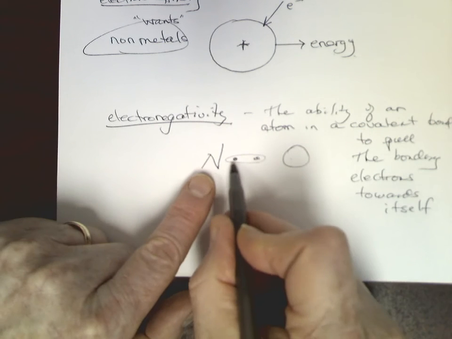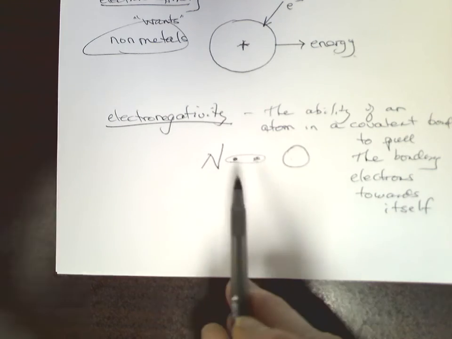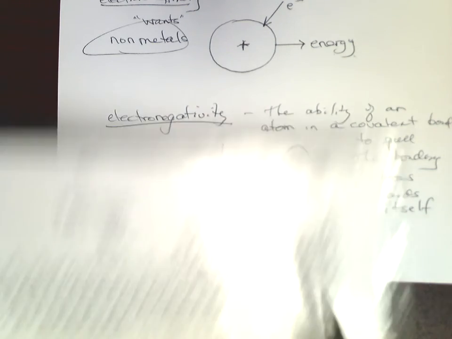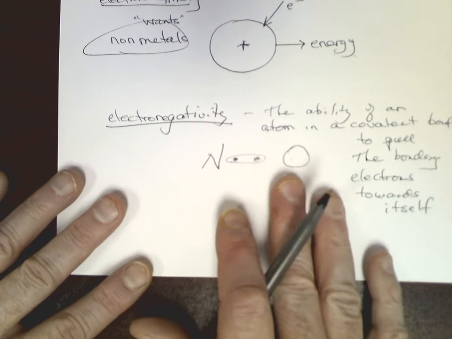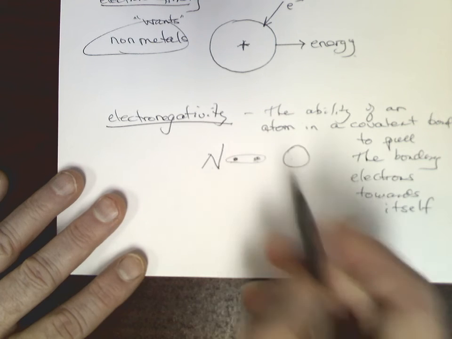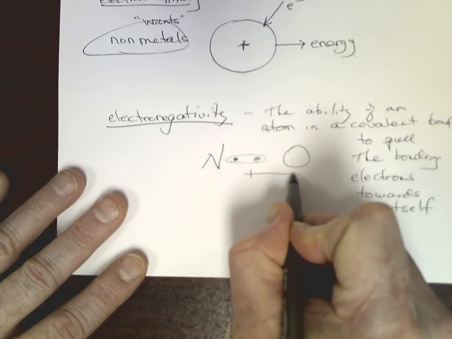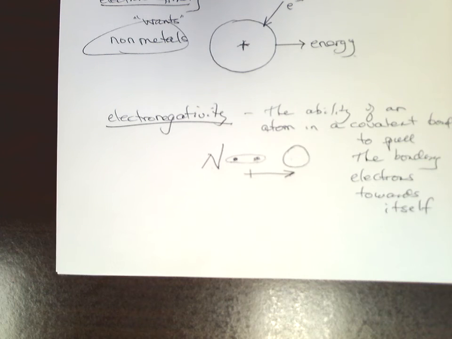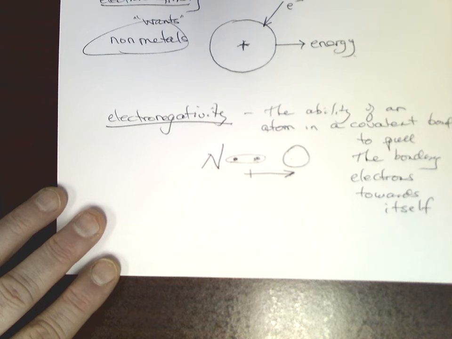So here's two electrons shared. Which one of these two elements, nitrogen or oxygen, could pull those electrons more towards itself? And in this case, we're going to say it's oxygen. And so those electrons are pulled this direction towards the oxygen. Don't worry about the symbol. We'll talk about the symbol a little bit later.